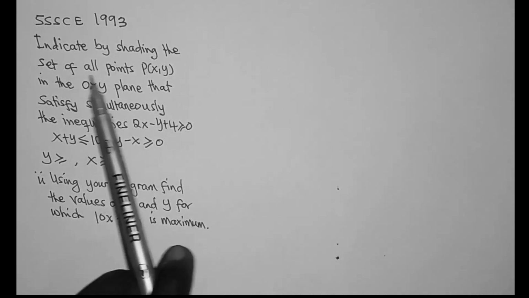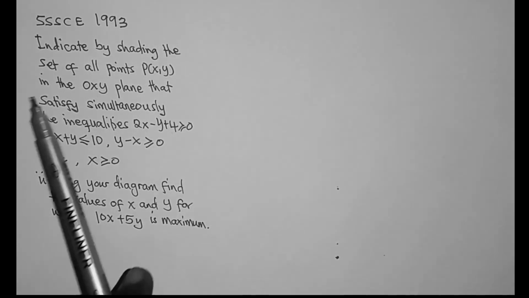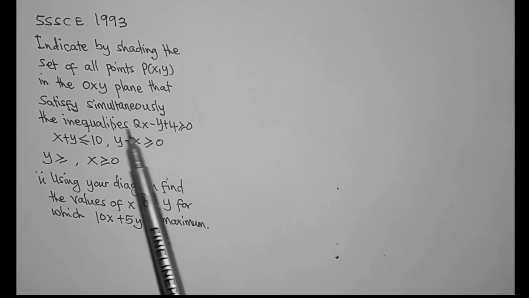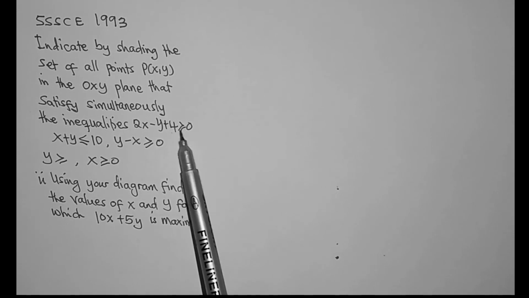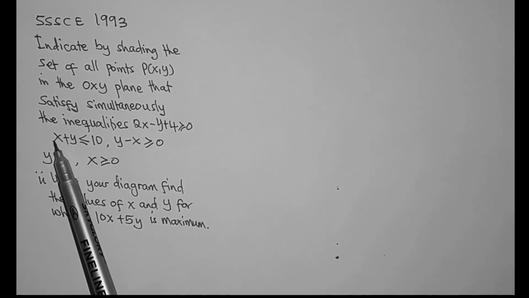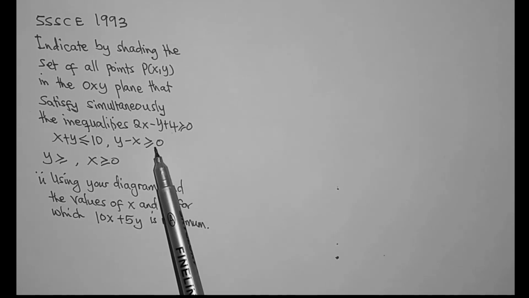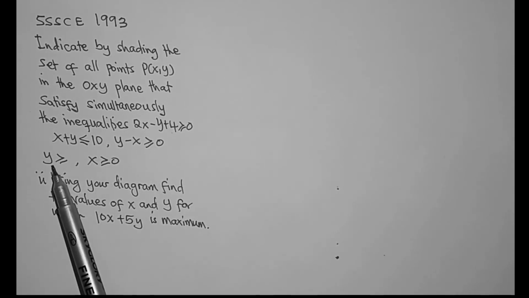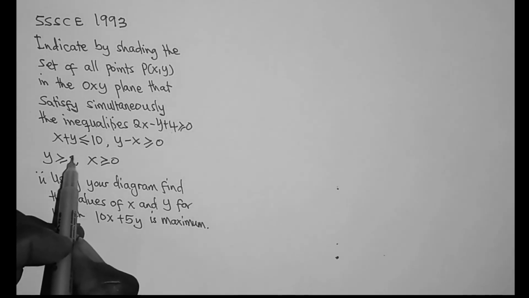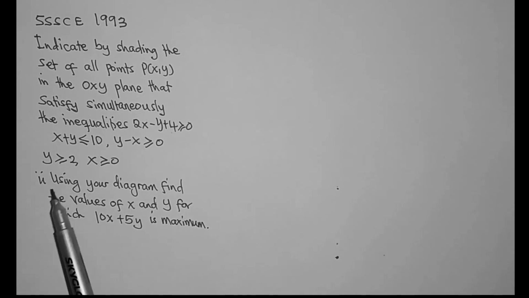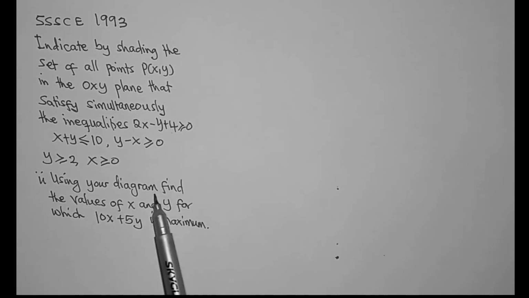Indicate by shading the set of all points P(x, y) in the OXY plane that satisfies simultaneously the inequalities 2x minus y plus 4 greater or equal to 0, x plus y less than or equal to 10, y minus x greater than or equal to 0, y greater or equal to 2, and x greater or equal to 0. And the second part is use your diagram to find the values of x and y for which 10x plus y is maximum.